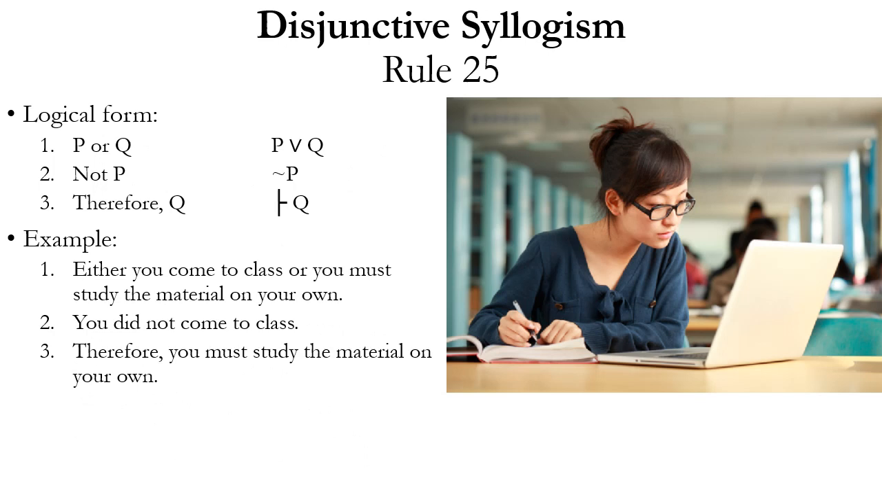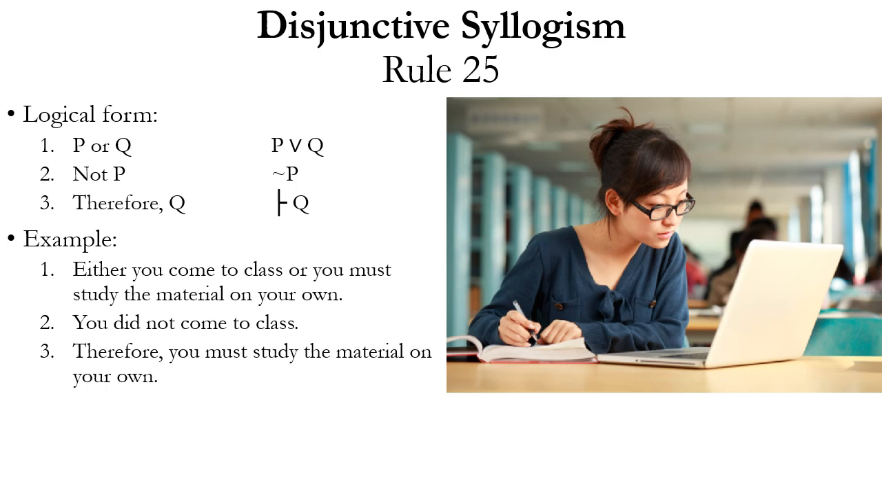Disjunctive syllogism is an argument with the form P or Q, not P, therefore Q. So here's an example. Either you come to class or you must study the material on your own. You did not come to class, therefore you must study the material on your own.